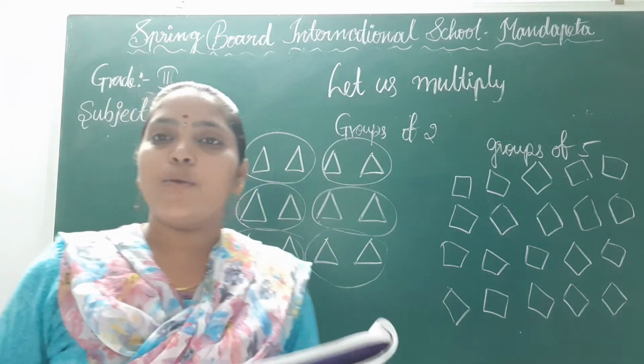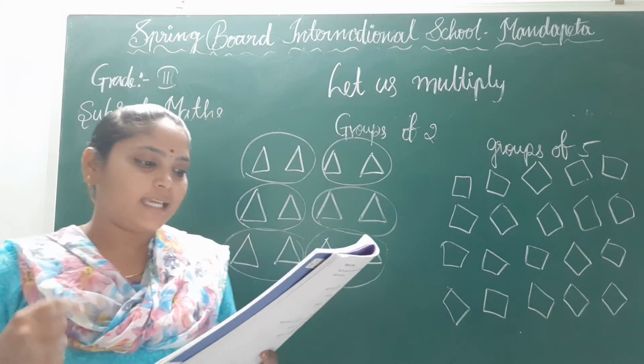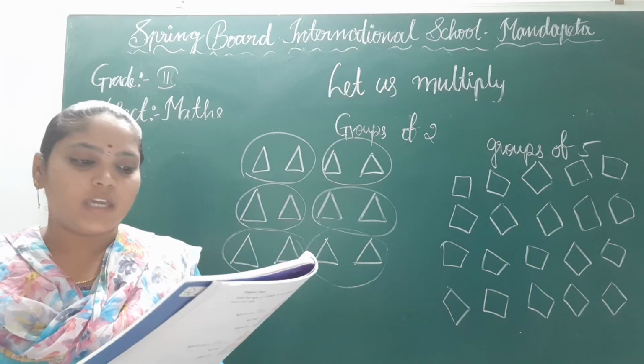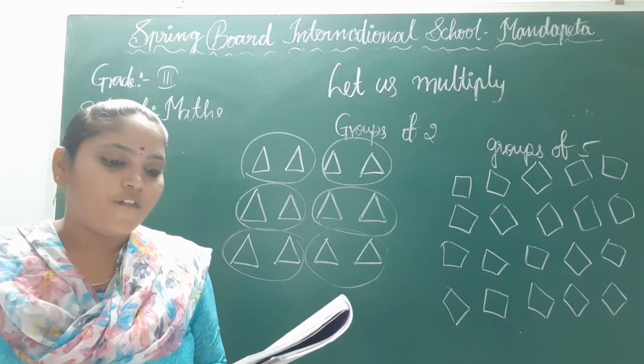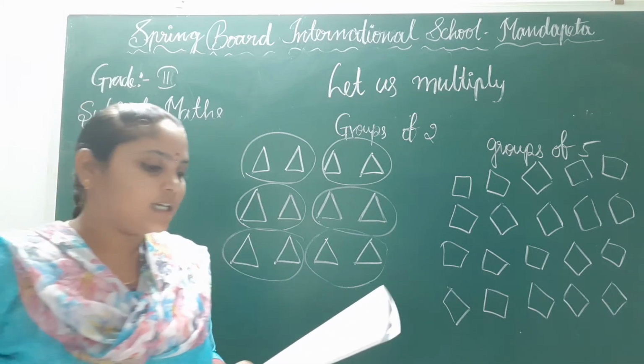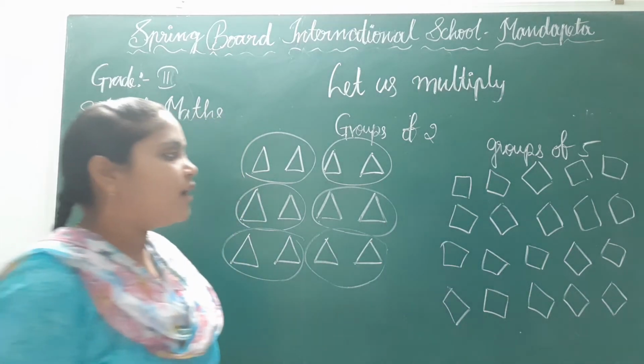Next, groups of 3. You have to make a group of 3. Next here, groups of 4. Here squares are given. You have to make a group of 4 squares. Okay children, next here, groups of 5. You have to make a group of 5.